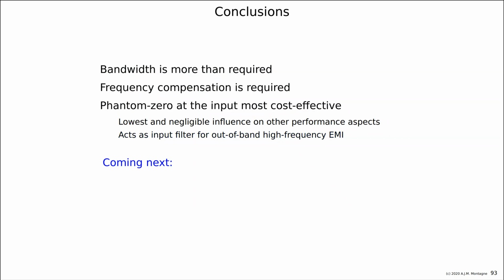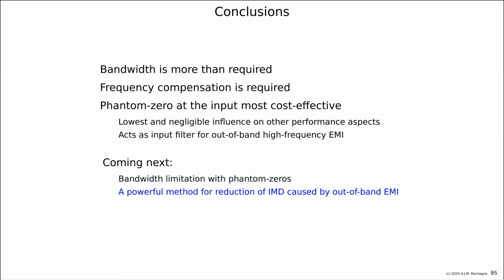So that is what we are going to do next. We are going to use this technique to see if we can limit the bandwidth of our active antenna in a smart way. Bandwidth limitation with phantom zeros is, as we can conclude now already, a powerful method for reduction of IMD, or intermodulation distortion, caused by out-of-band EMI. So that's what we're going to do next Tuesday.